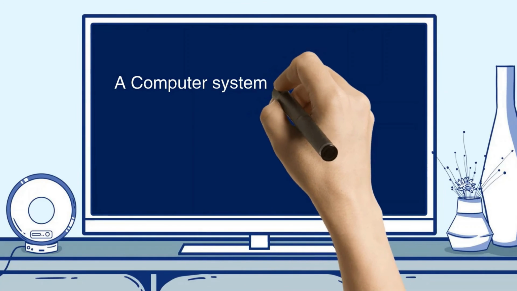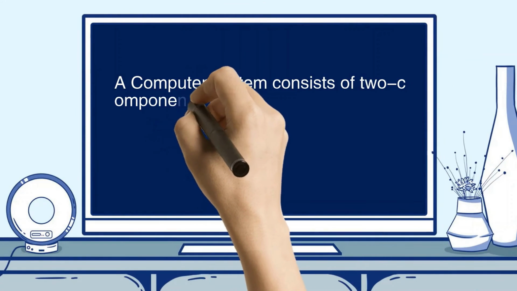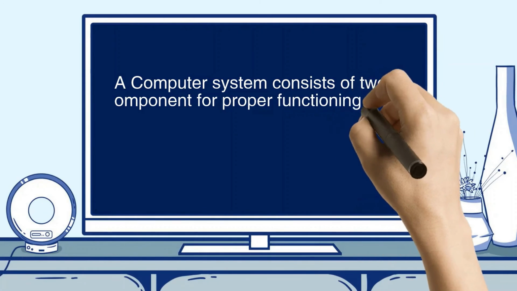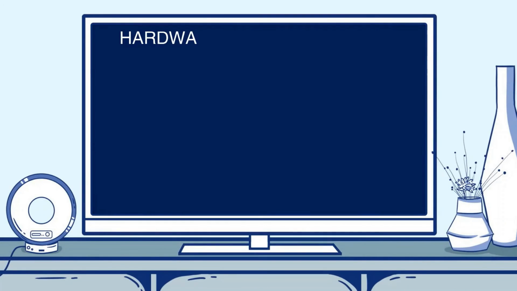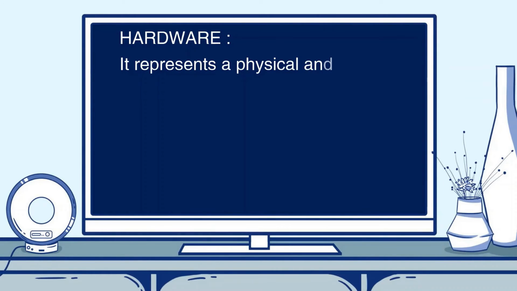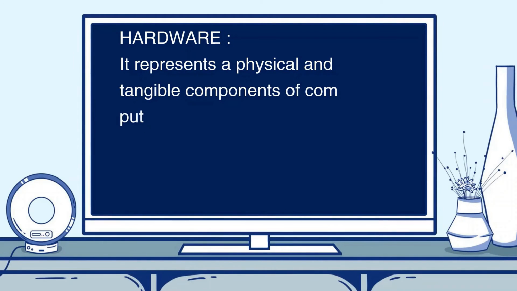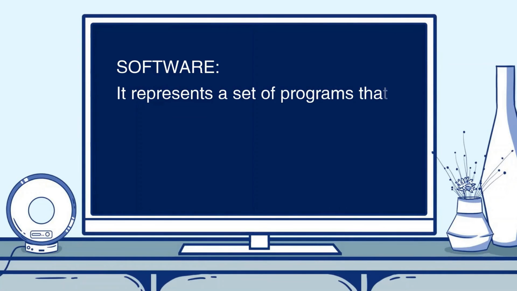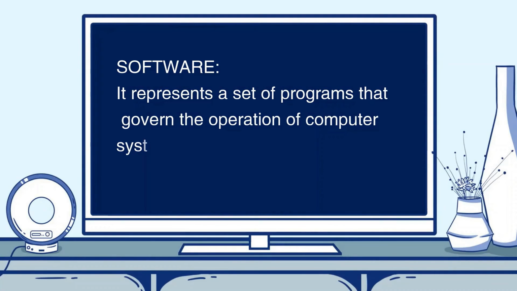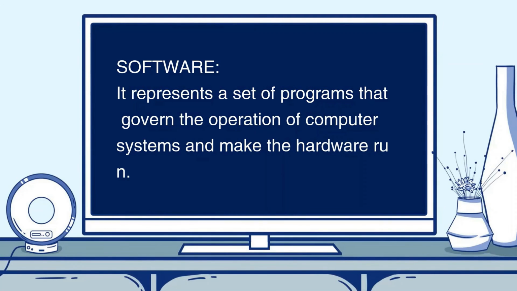Getting deeper into the topic, let's come to know the components that are responsible for proper functioning of a computer, which are hardware and software. The perceptibly touchable and physical components of a computer are called hardware. It could be input and output devices. The opposite of hardware, software represents a set of programs that govern and operate a computer system and make the hardware run.